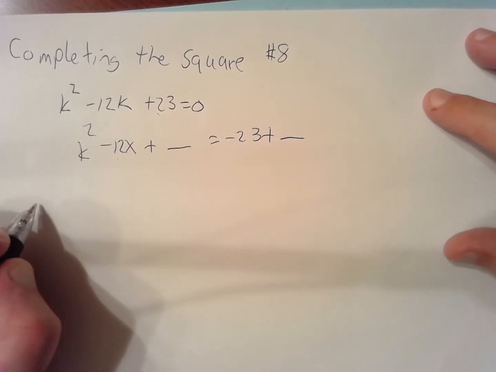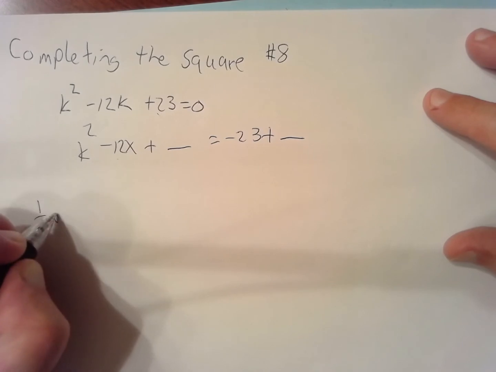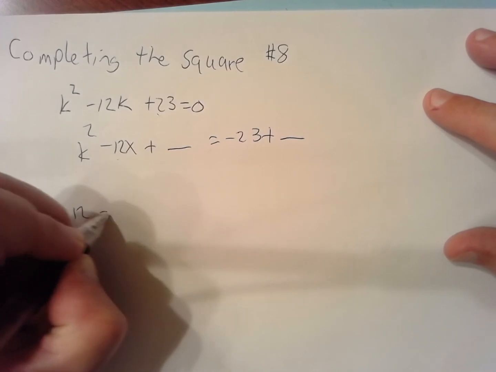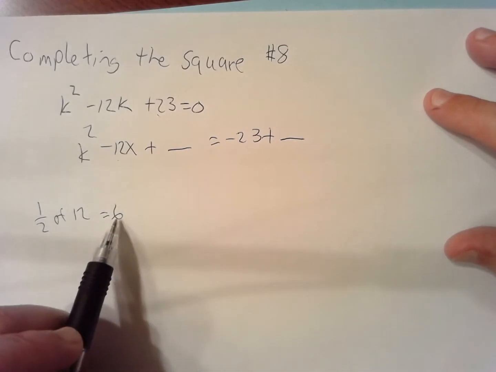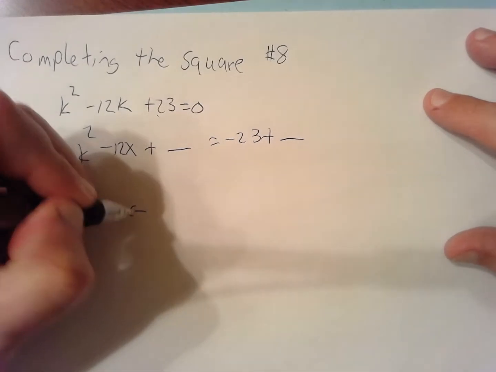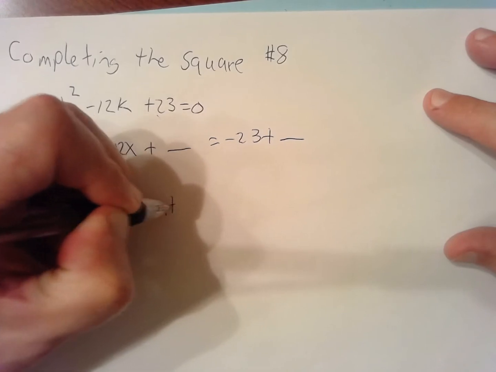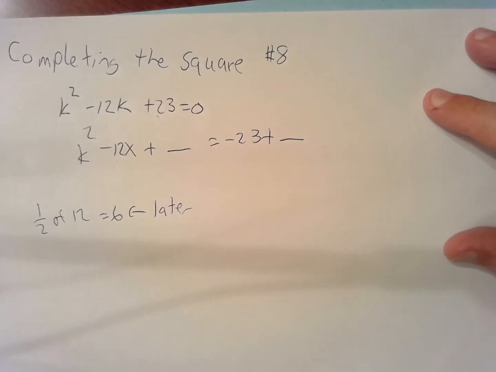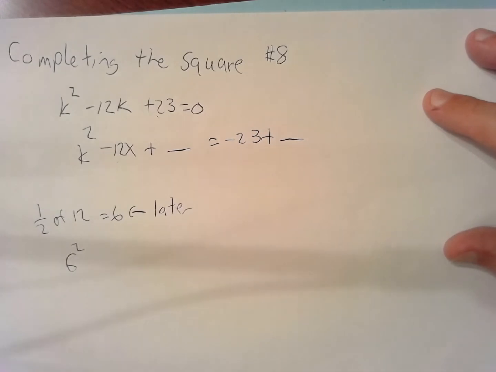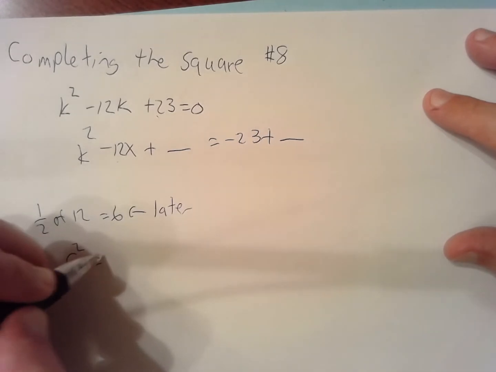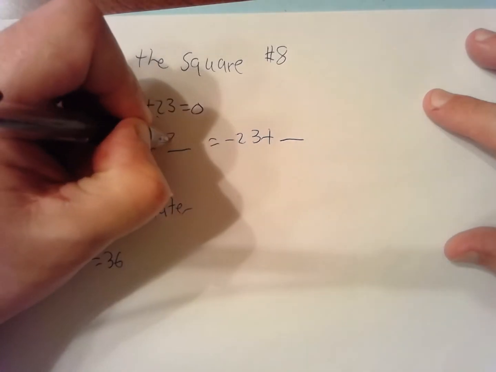So I'll make a little note here. Half of 12 is 6. That's not what goes in the blank, but I'm going to use it later. What goes in the blank is 6 squared, which is 36.